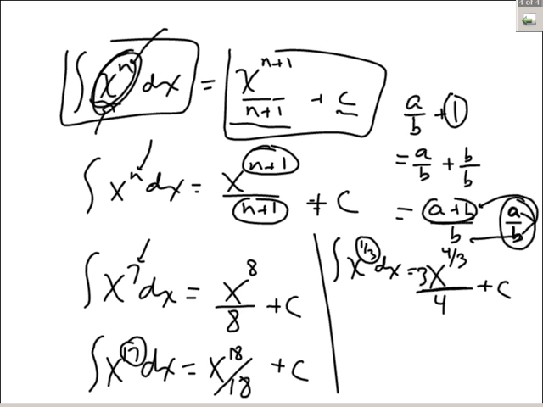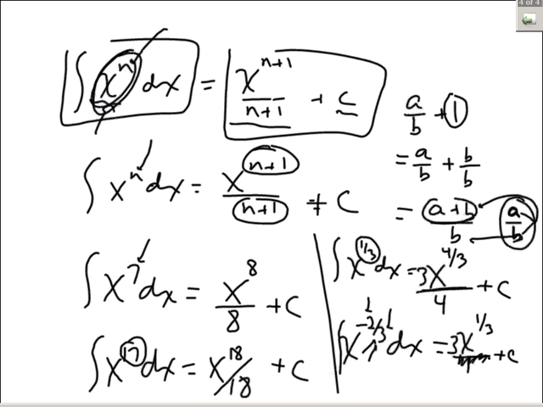If you have x to the negative 2/3 dx, the integral of that, well, you add negative 2 and 3. That gives you 1. Divided by the bottom, which is 3. And then you divide by 1 over 3, plus c. And of course, dividing by 1/3 means you multiply by 3, giving 3x to the 1/3.